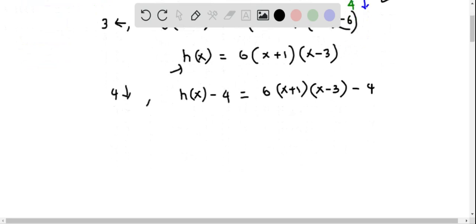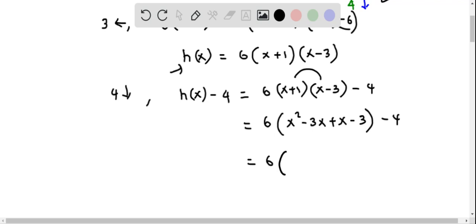So let's put this in product form, without the product form. So first we FOIL this out. That is 6 times of, when we FOIL this out, we will get x squared minus 3x plus x minus 3 and then negative 4. And so this gives 6 times of x squared minus 2x minus 3 minus 4.